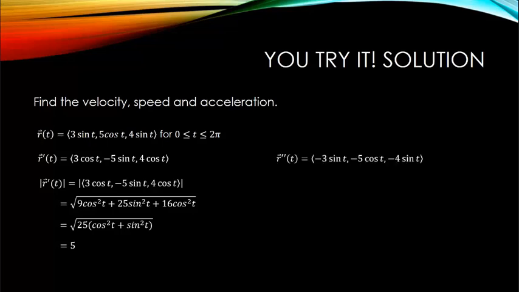My acceleration is the second derivative of the position vector, r double prime of t, which is equal to the components negative 3 sine t, negative 5 cosine t, and negative 4 sine t. So this is how we can work with motion in 3 directions using the vector valued functions for position, velocity, and acceleration. Be sure and let me know if you have any questions.